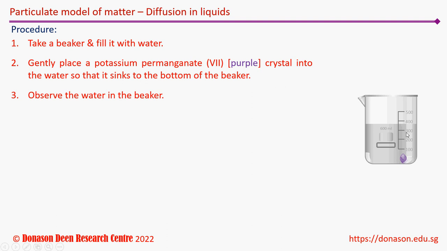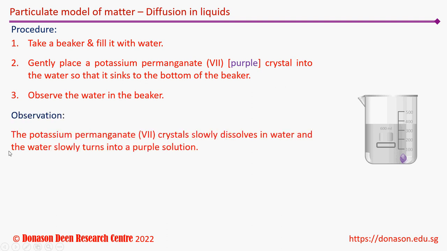So if you look at the beaker of water, let's see what's going to happen. The observation would be potassium permanganate(VII) crystals slowly dissolve in water, and the water slowly turns into a purplish solution. As you can see here, it will turn purple throughout.